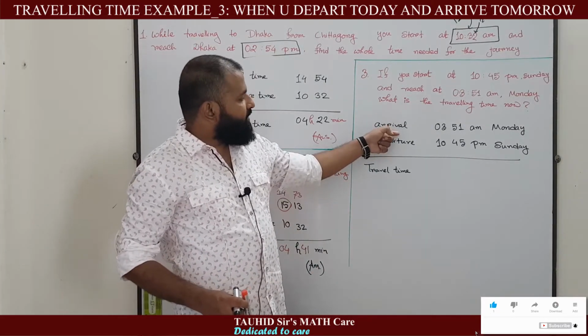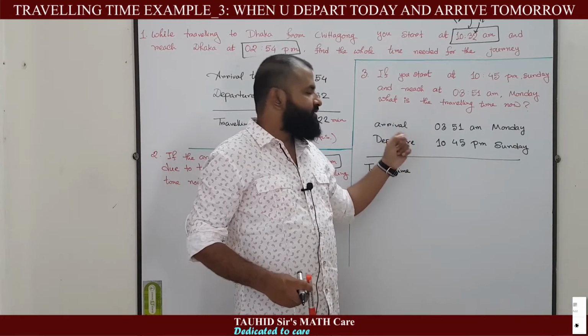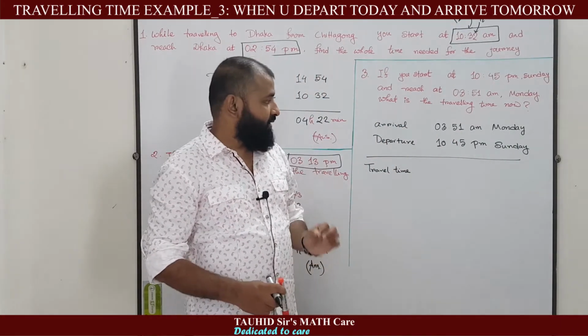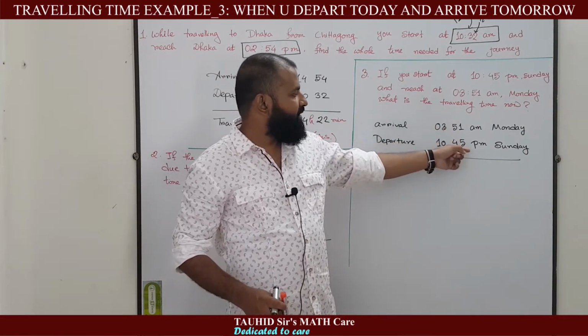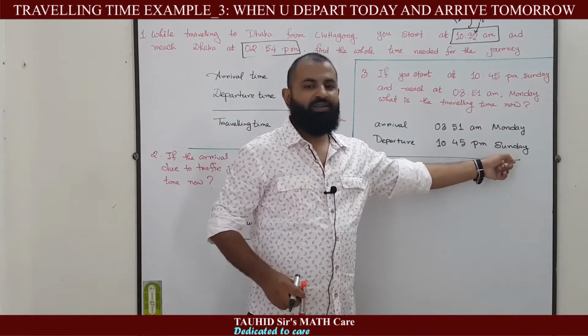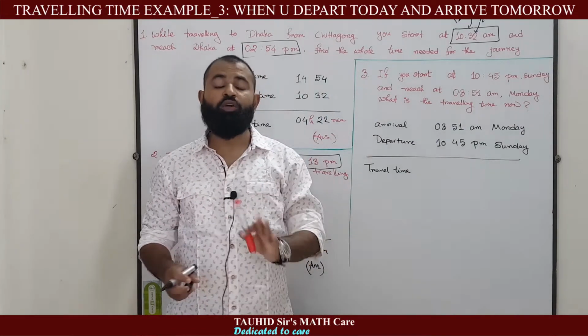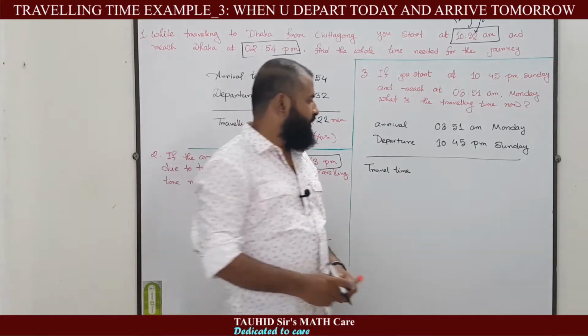We will write the arrival time, the departure time, and subtract the departure time from the arrival time. We will get the travel time. But here the problem is that here is AM and here PM, here Monday, here Sunday. First of all, what do you know about PM? We need to convert it to 24-hour format.